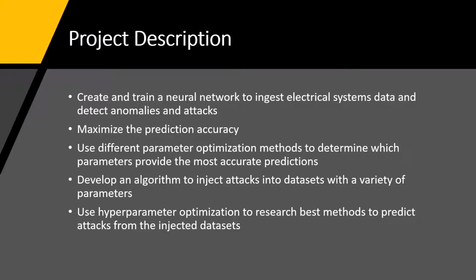In our project description, we had to create and train a neural network to ingest electrical systems data and detect anomalies and attacks. We had to maximize the prediction accuracy, and use different parameter optimization methods to determine which parameters to provide for the most accurate predictions. We also had to develop an algorithm to inject attacks into data sets with a variety of parameters. And we used hyperparameter optimization to research the best methods to predict attacks from the injected data sets.